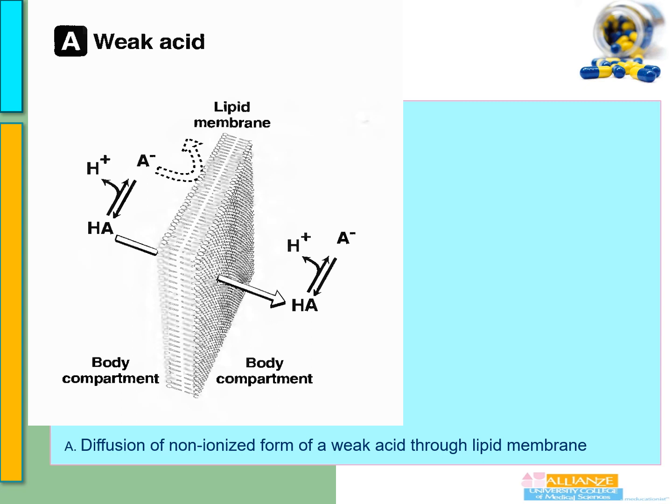Before that, this is a diagram showing how a weak acid enters the lipid bilayer. As you can see, HA, when it dissociates, gives a proton, which is the definition of an acid. It gives a proton and an anion, and since these are charged, they are not going to cross the lipid bilayer. So the protonated form of an acid is the absorbable, lipid soluble form. It crosses the lipid bilayer and moves into the body compartment.